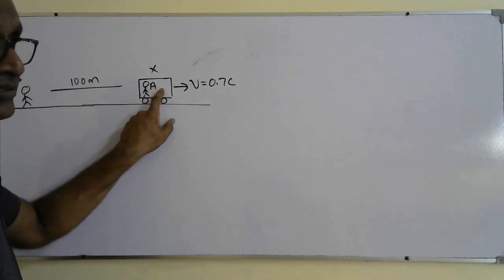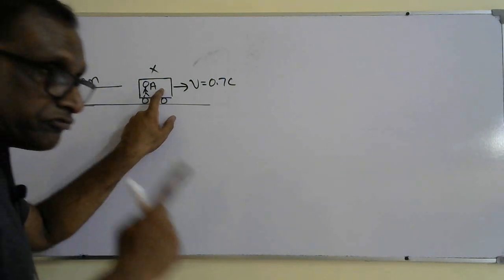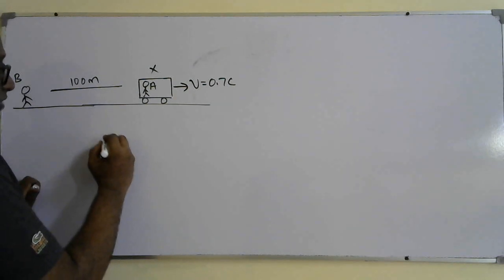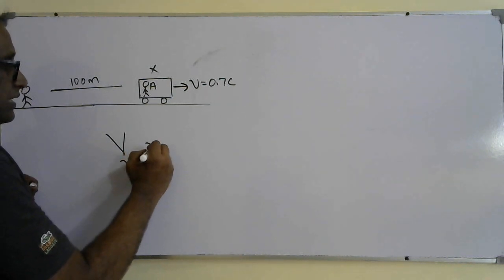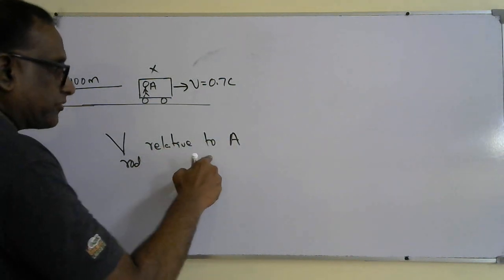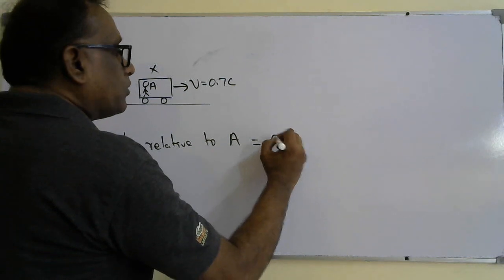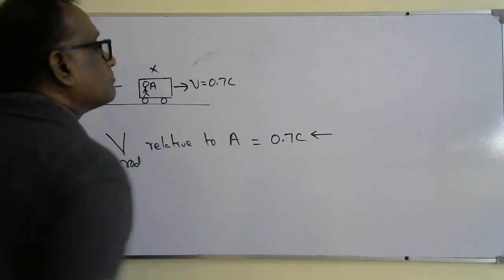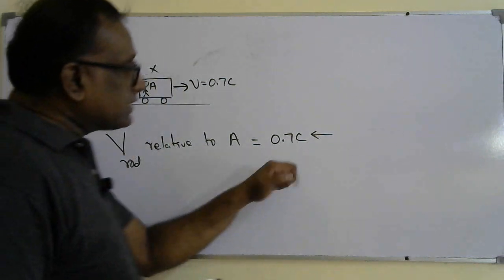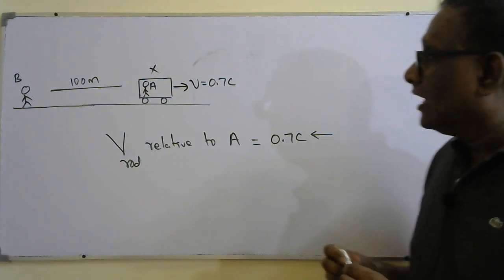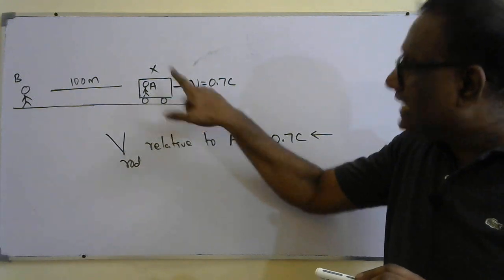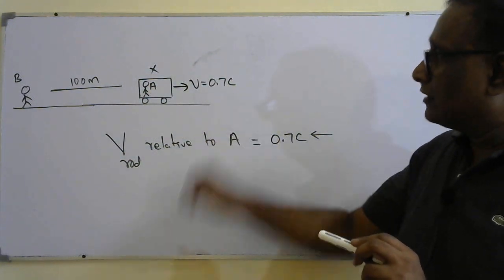Careful, relative to A, or on the frame of reference of A, the rod is moving towards the left. The velocity of the rod relative to A is 0.7 c towards the left. You know that when the car moves towards the right, he will feel the rod moving towards the left at a velocity of 0.7 c. But relative to Earth, the rod is at rest. It's not moving. But A is moving towards the right with the car at a speed of 0.7 c.